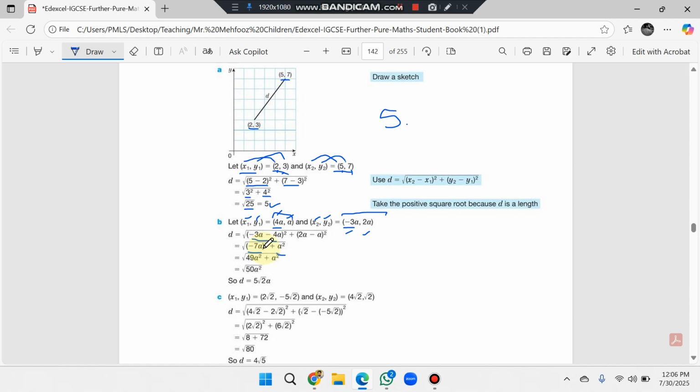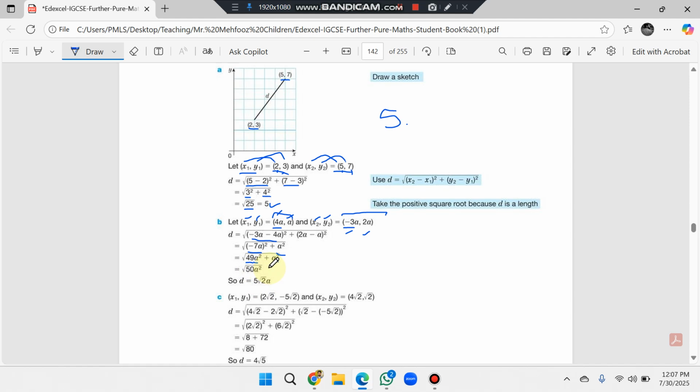So here you can see that minus 3a minus 4a becomes minus 7a square plus a square. So minus becomes positive because of this square, right? So we just take the square of 7, it becomes 49a square, and a square is as it is, plus a square. So its answer will be square root of 50a square.